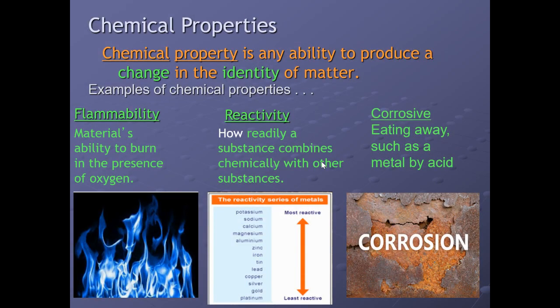Right? And so some examples of chemical properties are, and again, a chemical property is just any ability to produce a change in the identity of the matter.